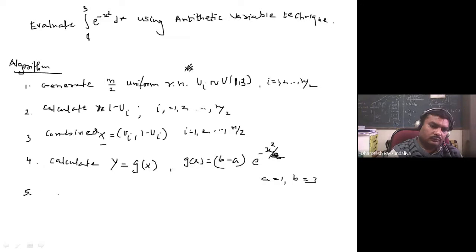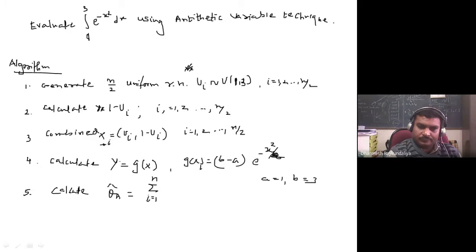Fifth, calculate theta a cap. Already I have taken all of them here. I took 50% observations here, so how many did I get in total? Total n observations, n by 2 here and n by 2 there. So I'm not writing 2 times this, I'm just writing the summation, i running from 1 to n of g(xi), where xi are combined. So it is the sum of g of xi upon n.